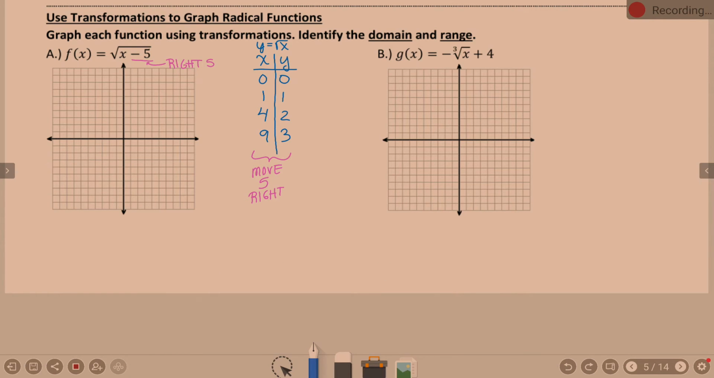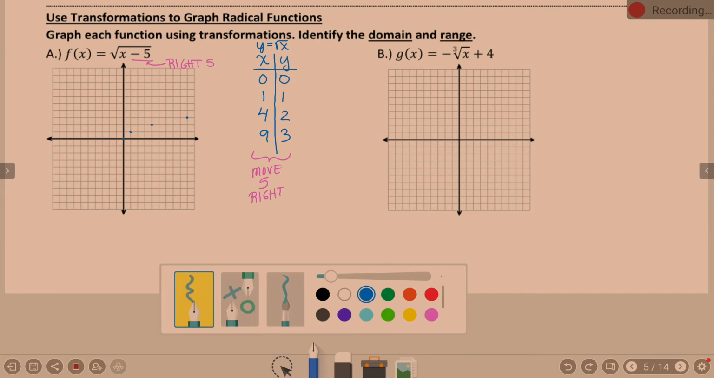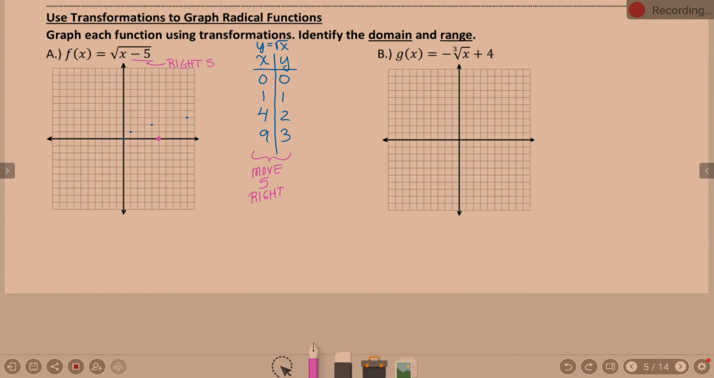So, a couple different ways I can teach this. One option, lightly put in your 0, 0, 1, 1, 4, 2, and 9, 3. But what am I going to do with each of those points? Move them right 5, yes? So that means I'm going to take what was at 0, 0, and I'm going to move it over to 5, 0. I'm going to take what was at 1, 1. I'm going to move it to 6, 1.